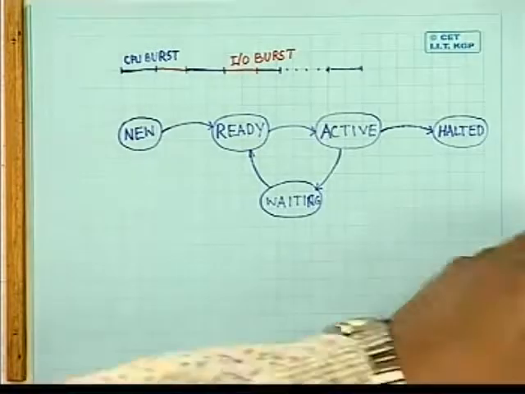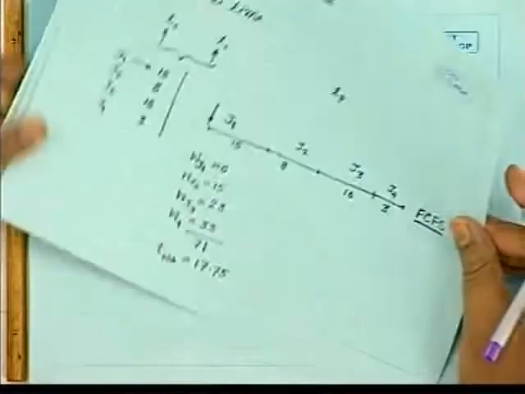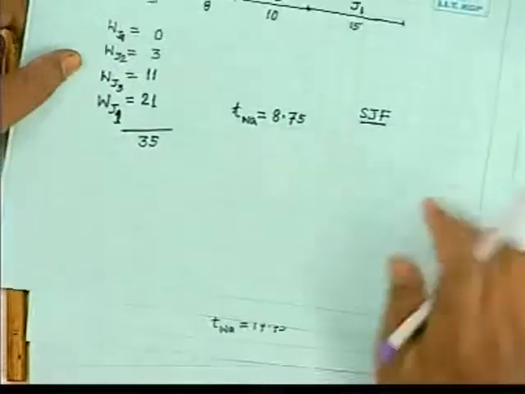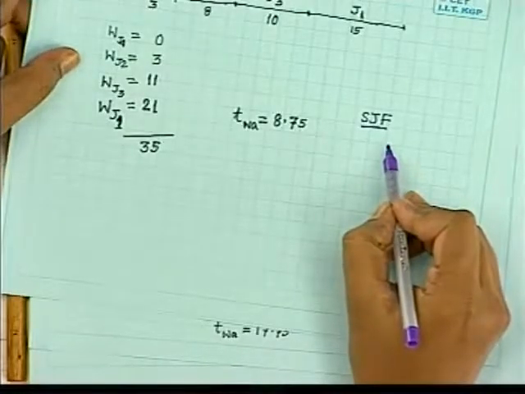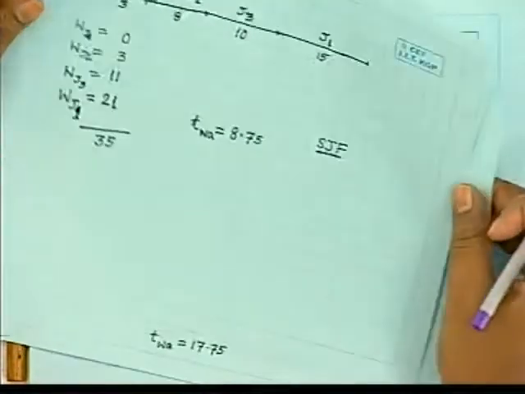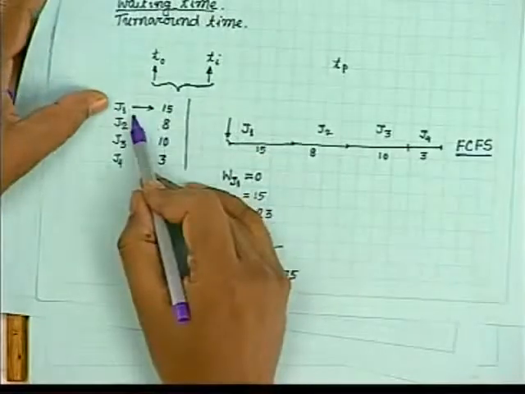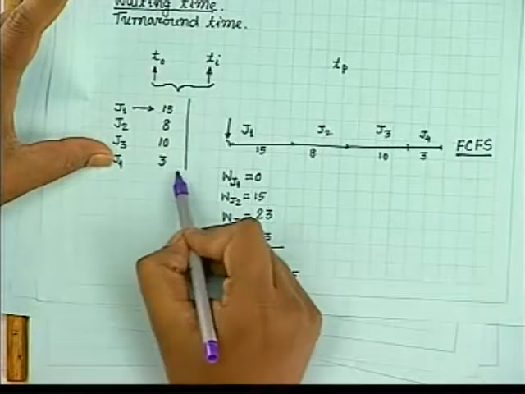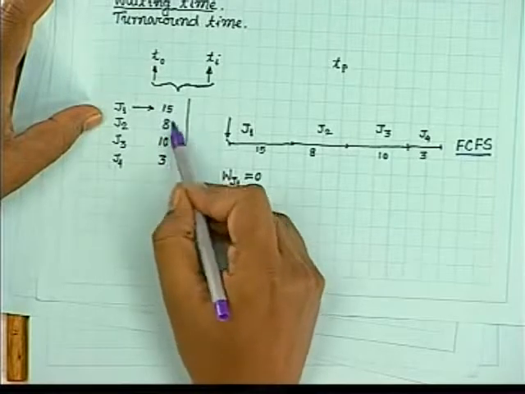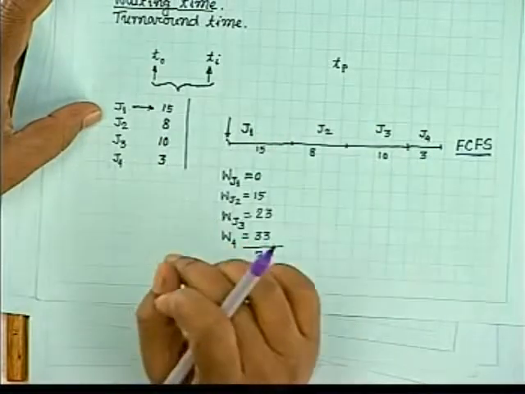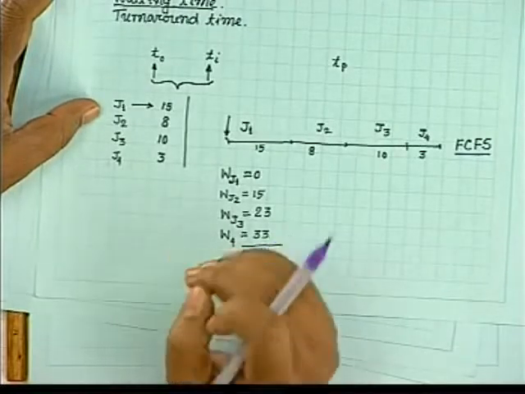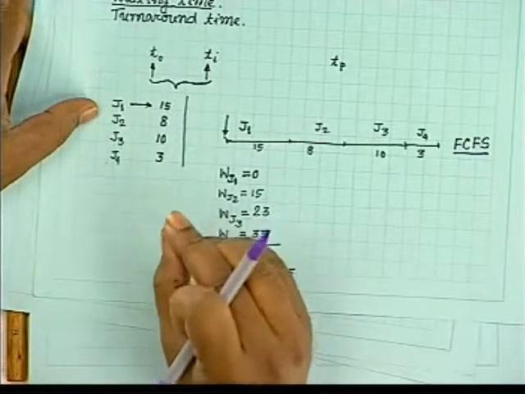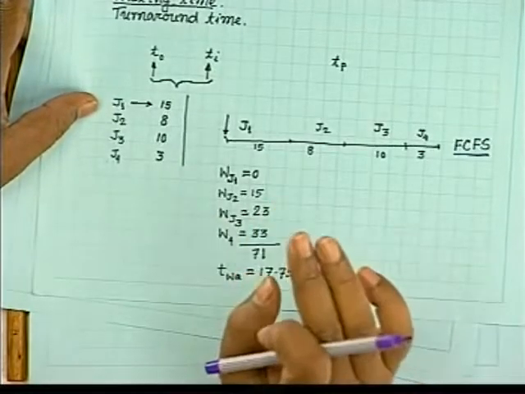Okay. So in both the CPU scheduling algorithms that we have discussed, whether it is first come first serve or shortest job first, the time durations that we have specified, that is for J1 15 time units, for J2 8 time units, J3 10 time units, and J4 3 time units, are actually the execution time of the next CPU burst. Okay. So in order to have an efficient scheduling algorithm, we have to have some idea of the next CPU burst time of the job.